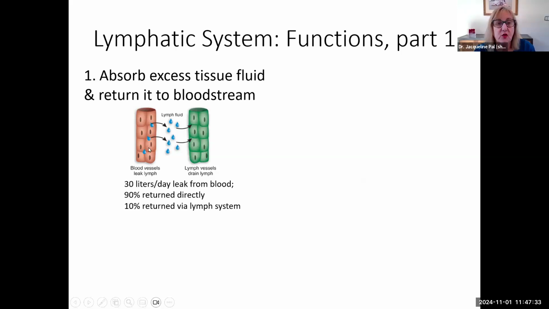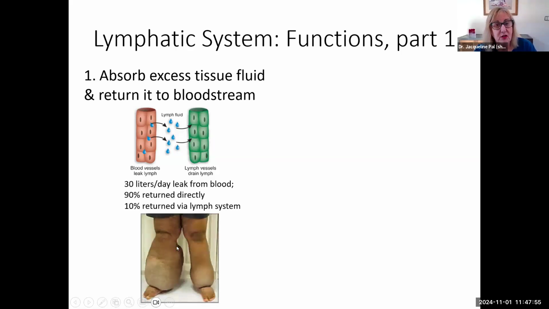So every day, about 30 liters of fluid leak from the bloodstream into the tissue, and about 90% is returned directly back to the blood, which leaves about 10% in your tissues. And that other 10% is returned via the lymphatic system. If that doesn't happen, you will end up with swelling. If it's in an appendage, an upper extremity or lower extremity, we call it lymphedema. You also can have lymphedema in your trunk. It won't be nearly as noticeable as if you have it in your feet or in your arms.